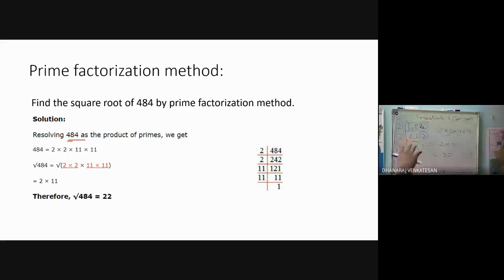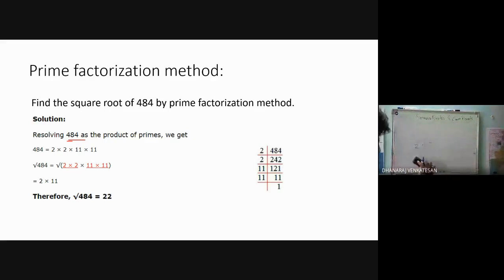This is a simple way of solving 3-digit, 4-digit, or 5-digit numbers. These are simple steps. You have to use the divisor as a prime number and divide until you get 1. After that, you have to group those numbers into pairs. Then you have to take a single number from each pair and multiply. You will obviously get the square root for the given number. This is one of the ways of finding the square root.